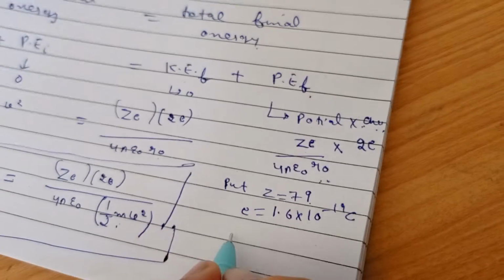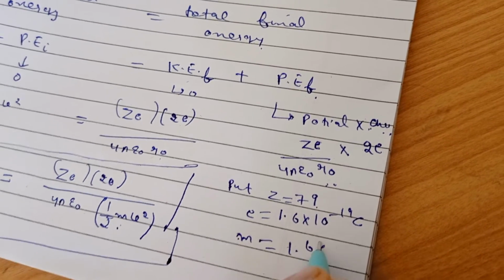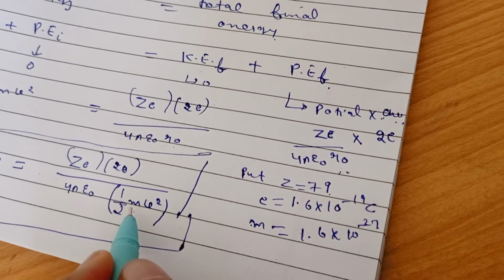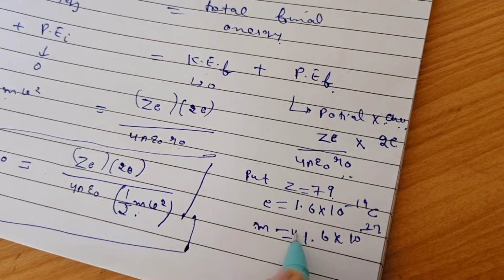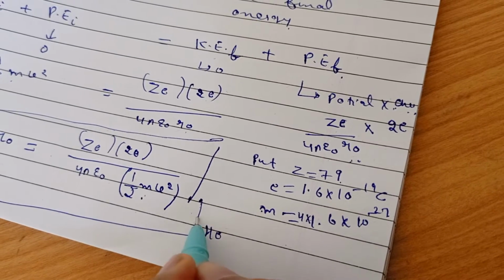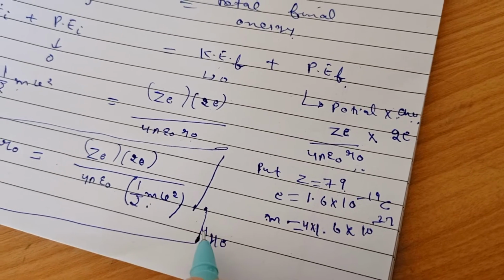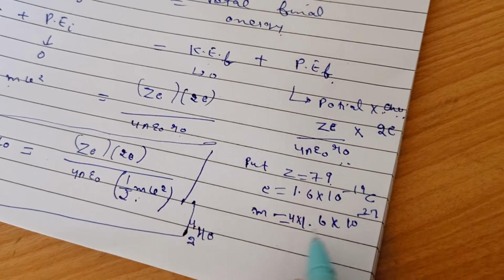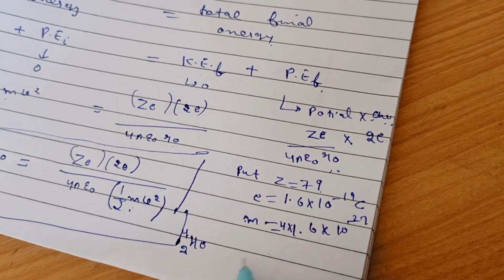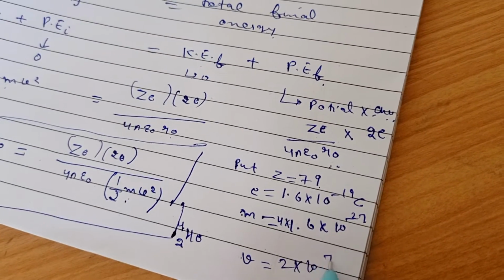So here you will put the mass of the proton, and since it is the alpha particle, you will multiply the mass of the proton by 4, because the alpha particle is a helium atom. The mass number of helium is 4 and the atomic number is 2, so its mass will be 4 times the mass of the proton. That's why I multiply the mass of the proton by 4. Okay, what was the velocity? The velocity was 2 into 10 raised to power 7.